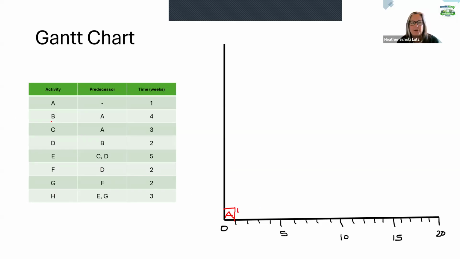Then we just keep working through. Activity B has A as the predecessor, so A has to be done. That means B can start at time 1, and it's going to go for 4 weeks. So it would be done at time 5 there.